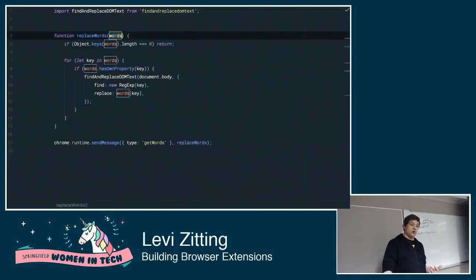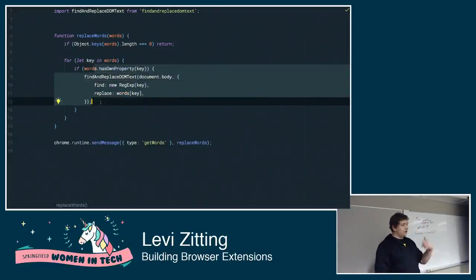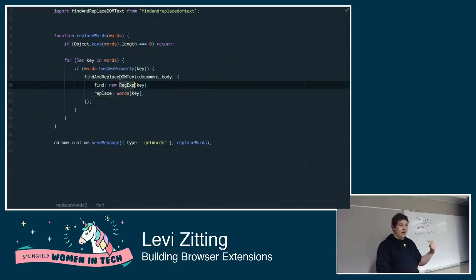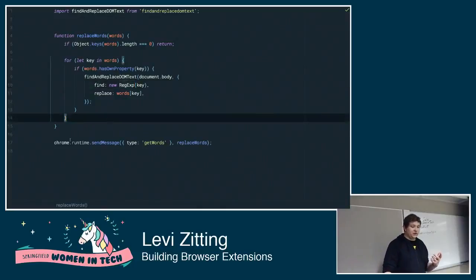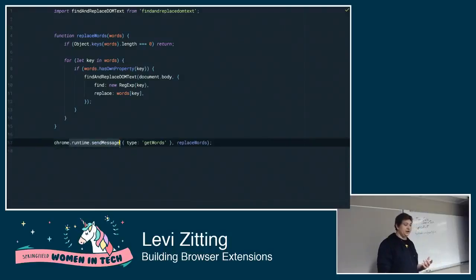And I pass in some words. I check that we actually got some because, once again, there's the potential that when the extension first runs, words will actually be undefined. And then we just loop through all of those words and run the find replace DOM text function, passing in the current body of the document. And then the last part to hook up was just this chrome.runtime.sendMessage, where we passed in the type of get words and then run this callback as soon as it comes back. So that was the rest of the code we had to implement.